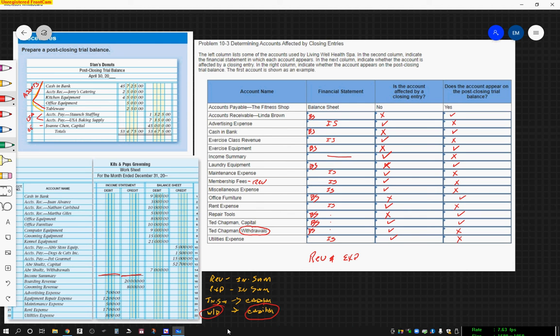That answers the question we have for 10-3, determining accounts affected by closing entries, what financial statement they belong on, whether they're affected by closing entries, and whether you'll find them on the post-closing trial balance. And you're going to say an emphatic, only permanent accounts show up on the post-closing trial balance, because everything's been zeroed out for the beginning of the next accounting cycle. And then we're back to step 1 again.